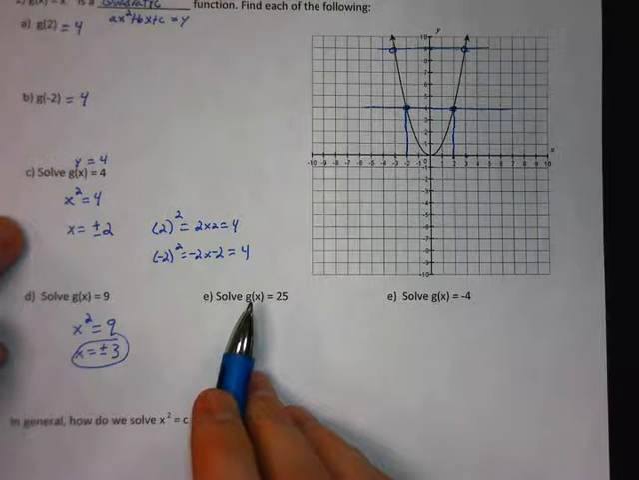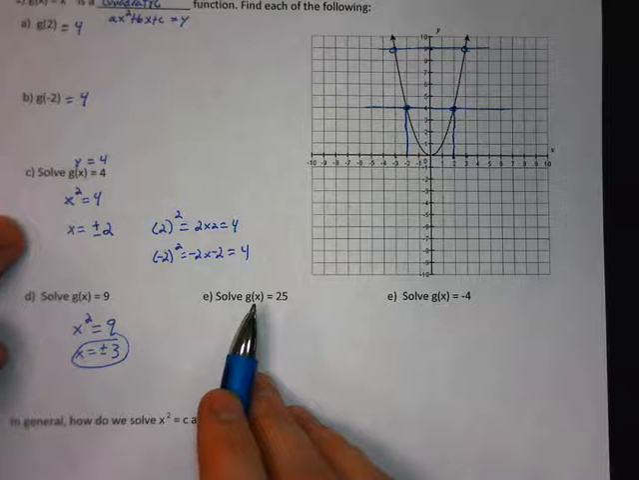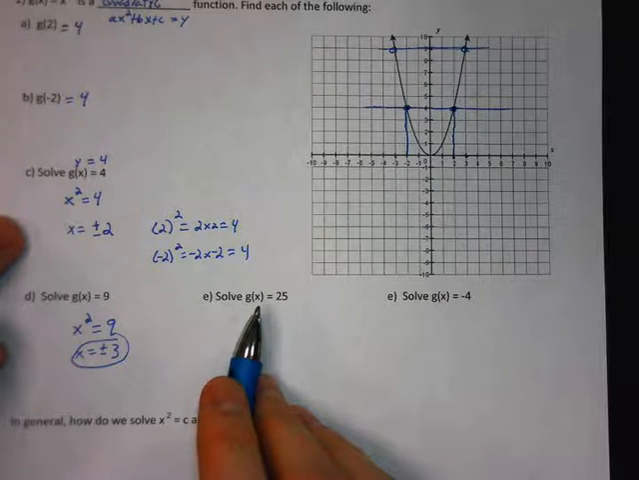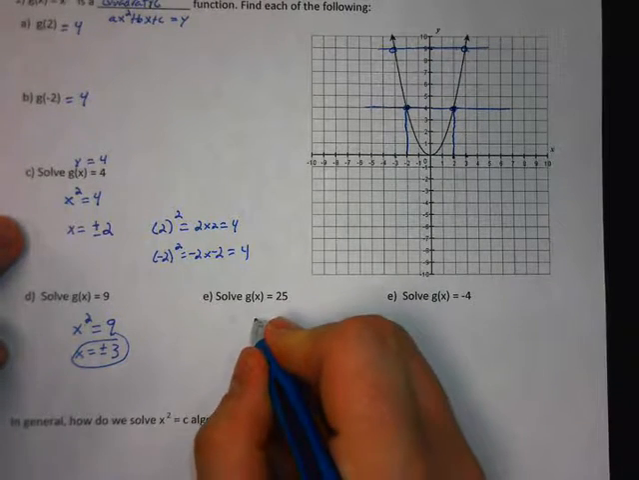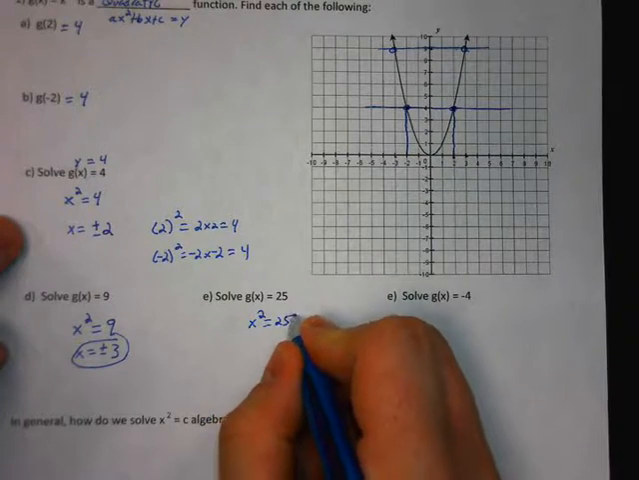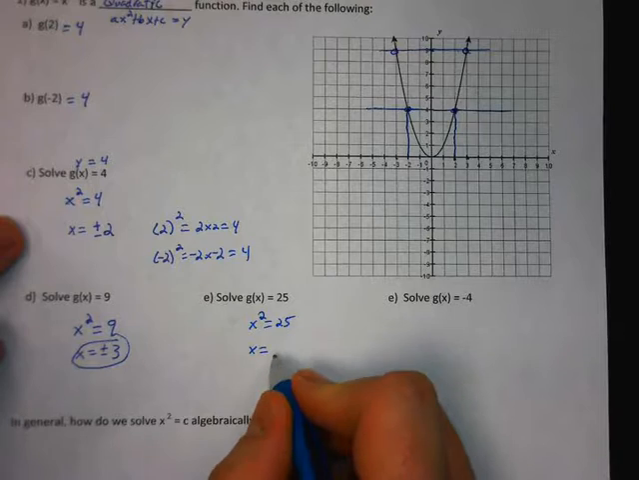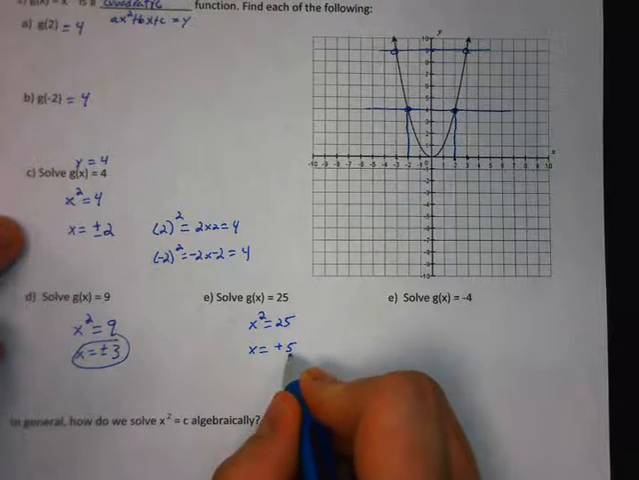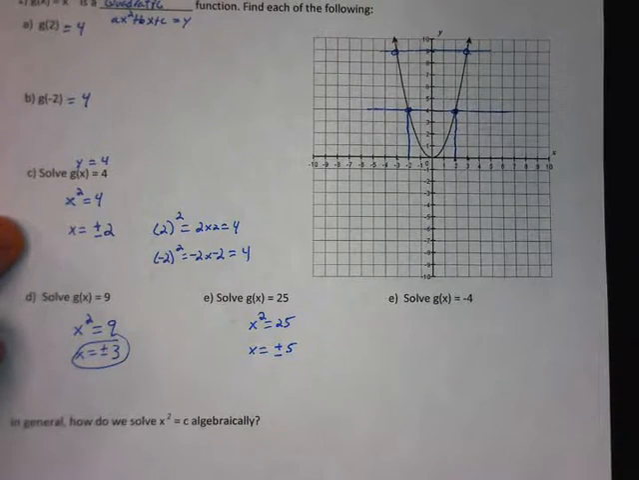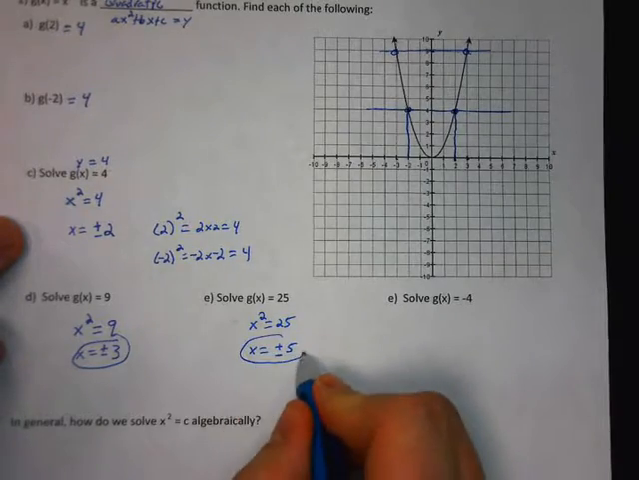Okay, part E, solve g of x equals 25. So that's saying x squared equals 25. So what number can you multiply by itself to get 25? Well, positive 5 or negative 5. Okay, so x equals positive or negative 5.